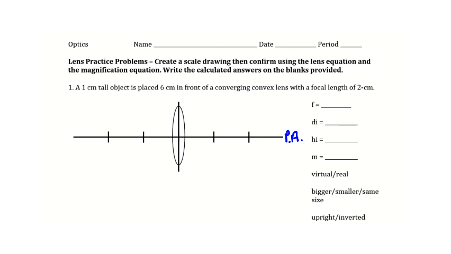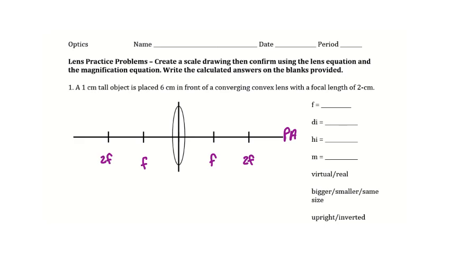Now on the other side of the lens, you'll notice two tick marks. The tick mark closest to the lens is called the focal point, focus or focal point. The second tick mark, which is exactly twice as far away, is called 2F. This point is also called the radius of curvature. Just going to label it 2F for now.